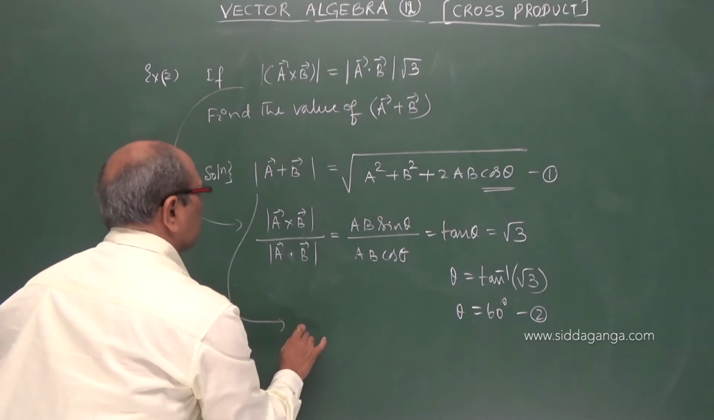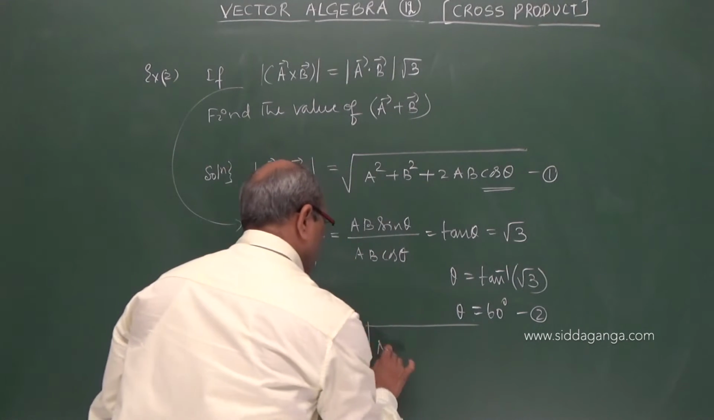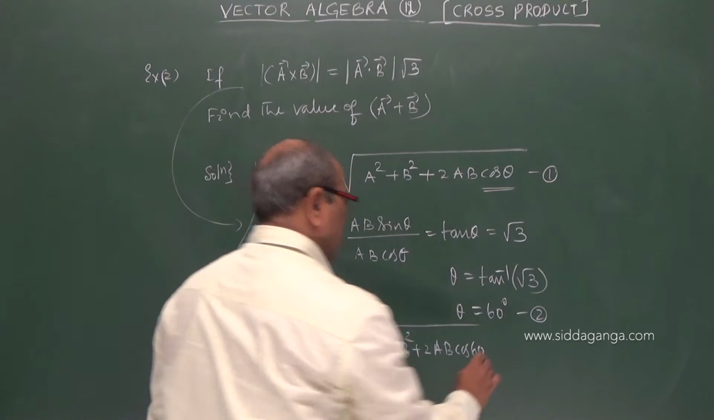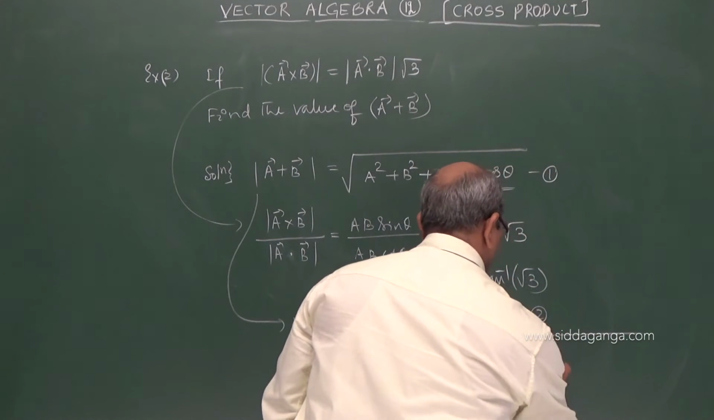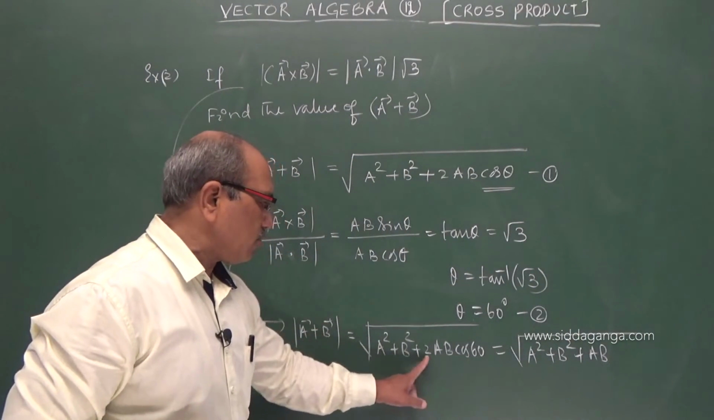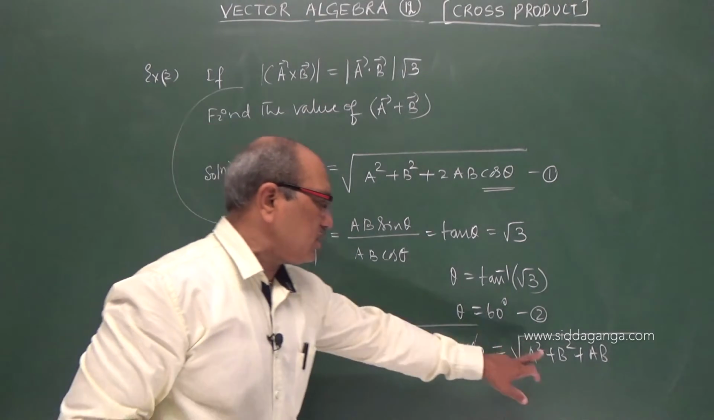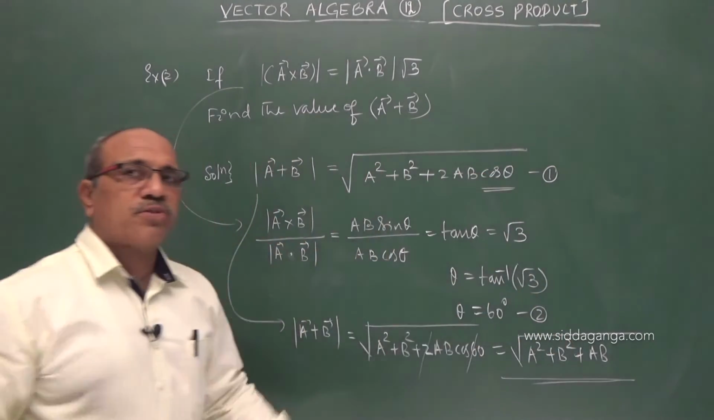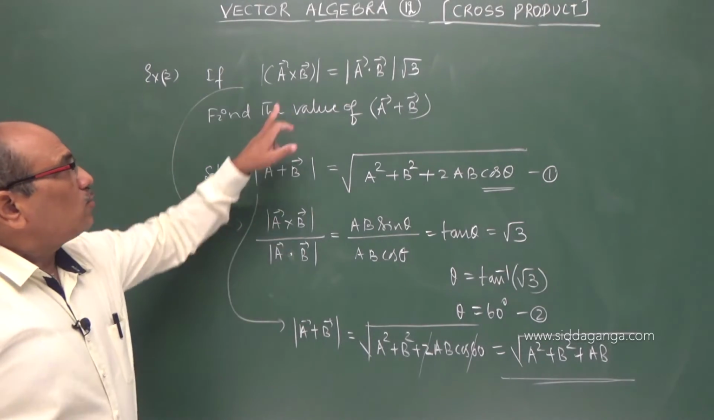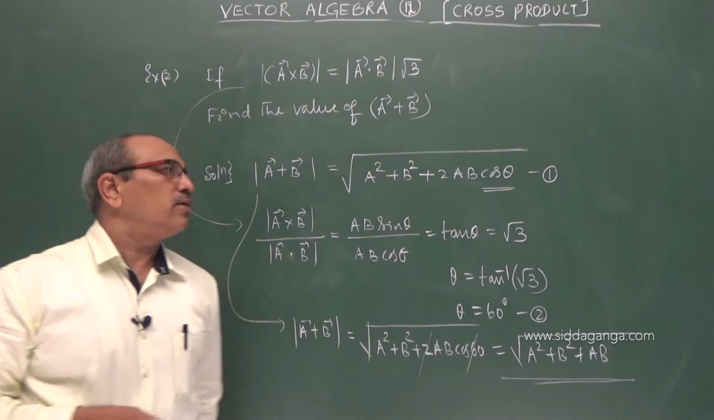Now substitute in this. The magnitude of A plus B equals root of A square plus B square plus 2AB cos 60. This may be written as root of A square plus B square plus AB, because cos 60 is half and the 2 cancels with this cos 60. Hence, this is the answer. Out of the 4 options, you will get the right one. This appeared as a question in the entrance exam. So how to use the given condition to find the magnitude of A plus B, you followed that. Let us go to another.